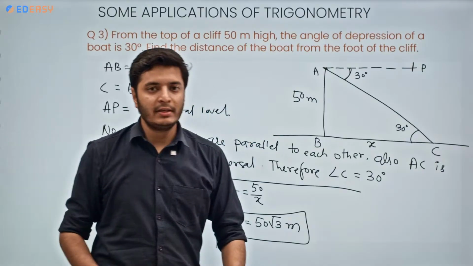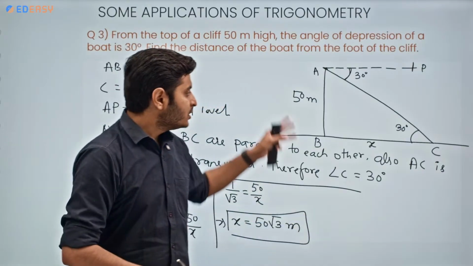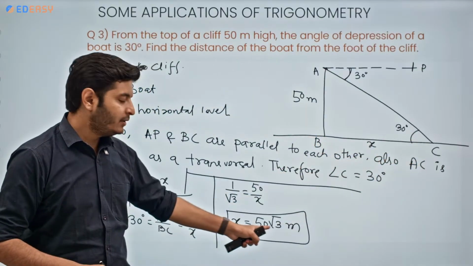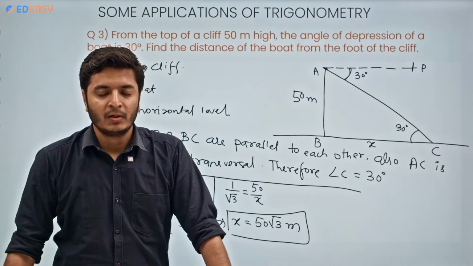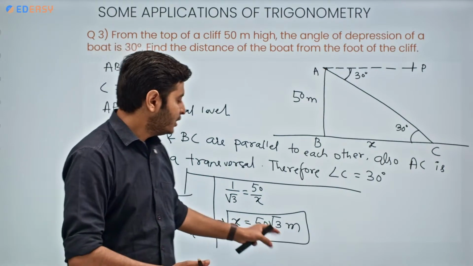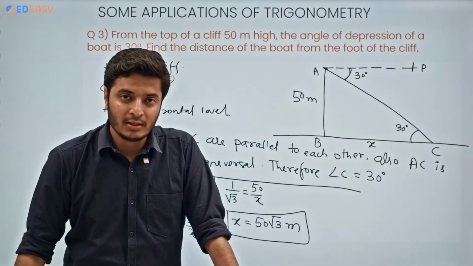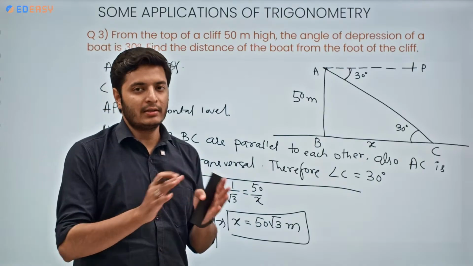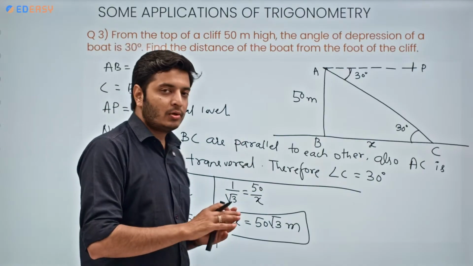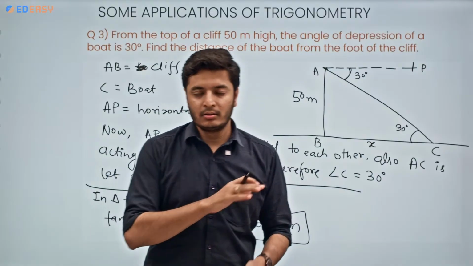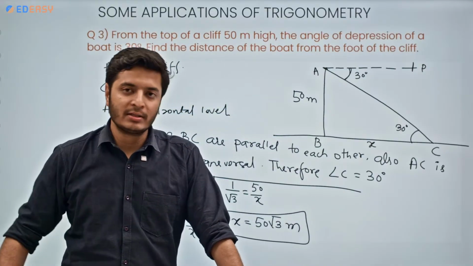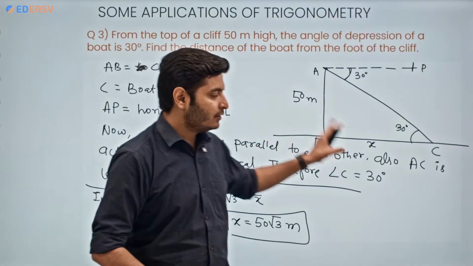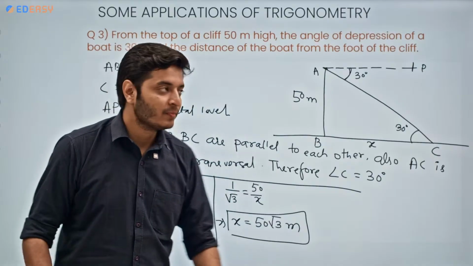So, the concluding line: the distance between the foot of the cliff and the boat is 50 root 3 meters. No need to rationalize here because the irrational value is written in the numerator, correct? So this will be your final answer with a concluding line. Please don't make any crossing mistakes or any cutting. Create a very neat and labeled diagram.